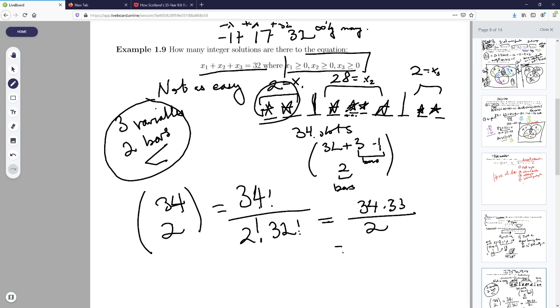I'm seeing 561. So this is a pretty cool method, actually, to solve these types of equations. And now you kind of see why it's called stars and bars.